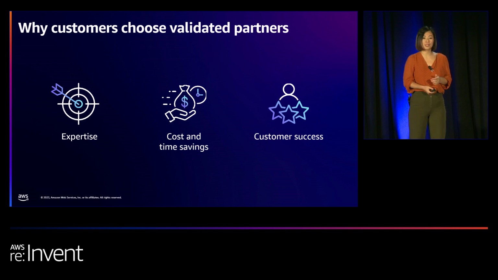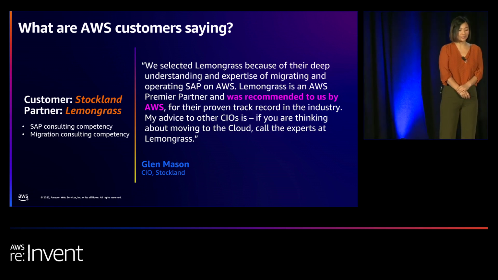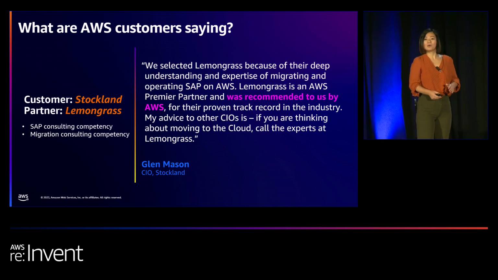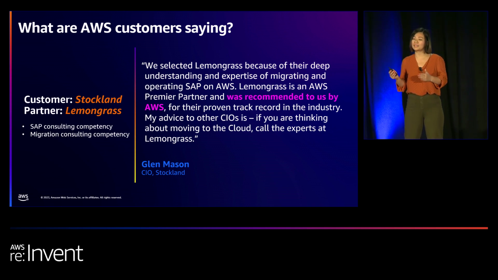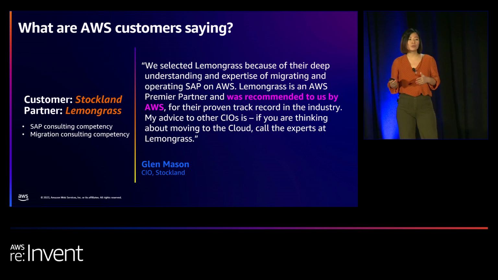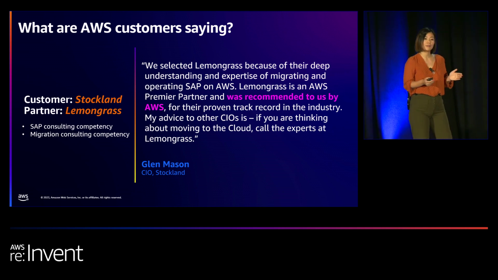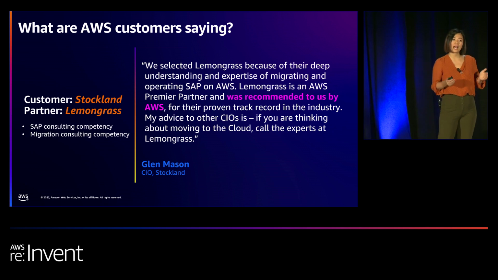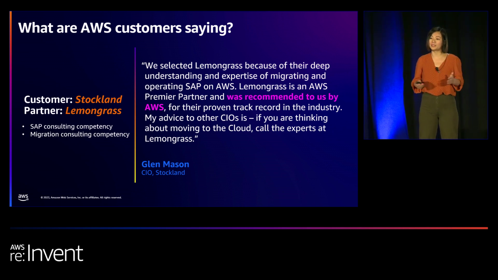So let's hear from a customer. This is a quote from Scott Stockland, their CIO, talking about needing help migrating and operating SAP on AWS. We recommended one of our premier tier partners, Lemongrass, for this use case, and they're happy with the recommendation, and then they went forward with the engagement successfully.